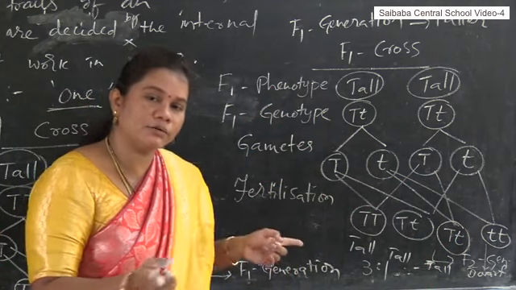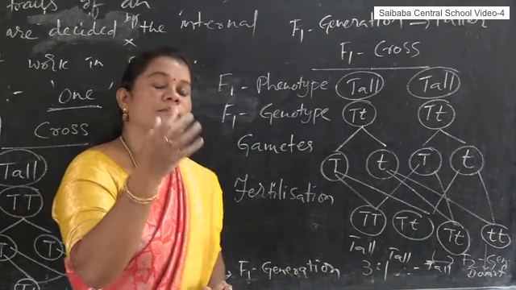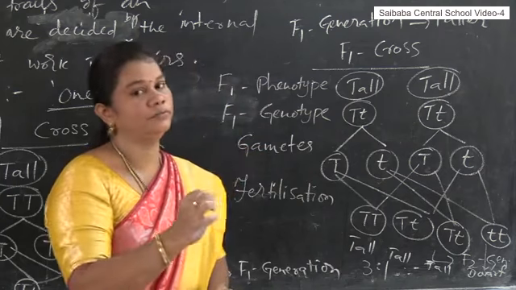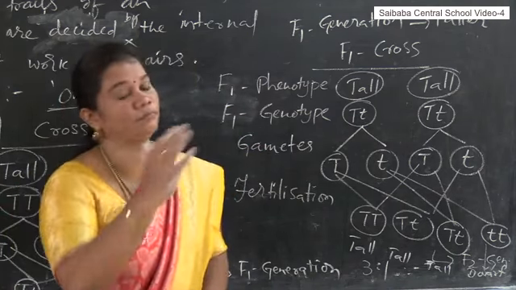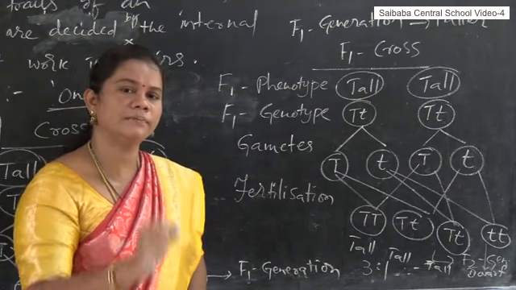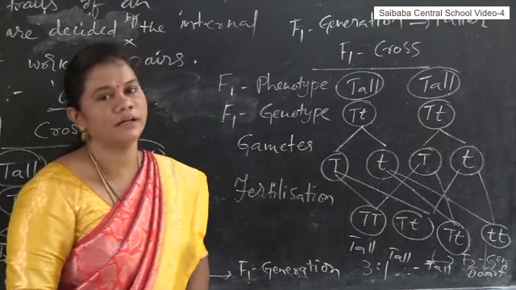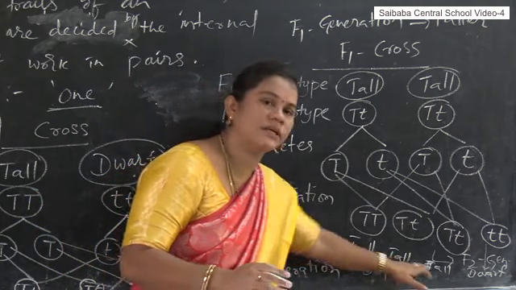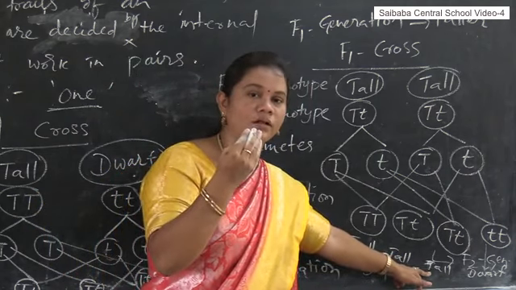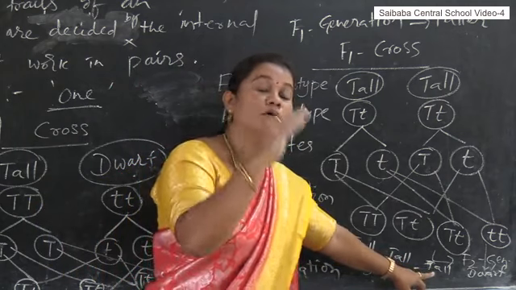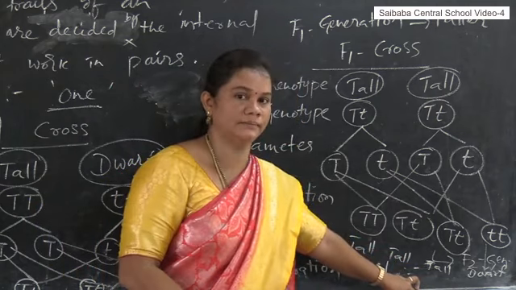Sometimes they may divide the question and ask you like this. What is the phenotypic ratio of monohybrid cross? What do you mean by the word phenotypic ratio of monohybrid cross? Phenotype means the trait which is visible to our eyes. So how many tall plants are we able to see here? 3 tall plants which are clearly visible to our eyes. So the phenotypic ratio of monohybrid cross is 3:1.